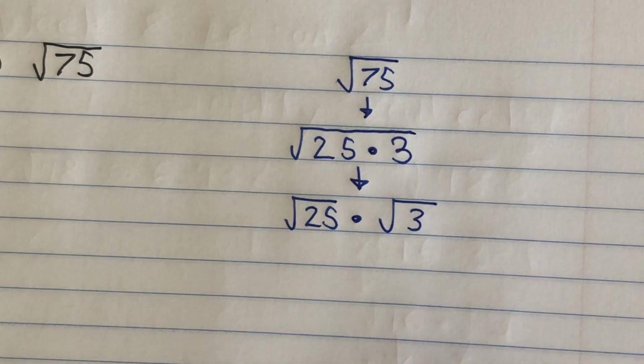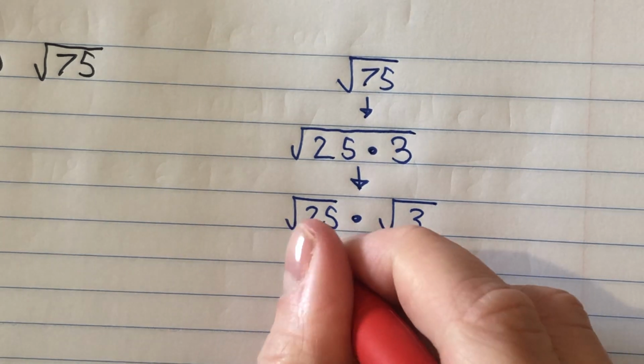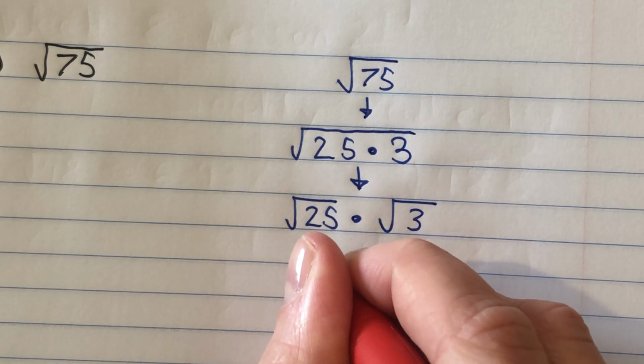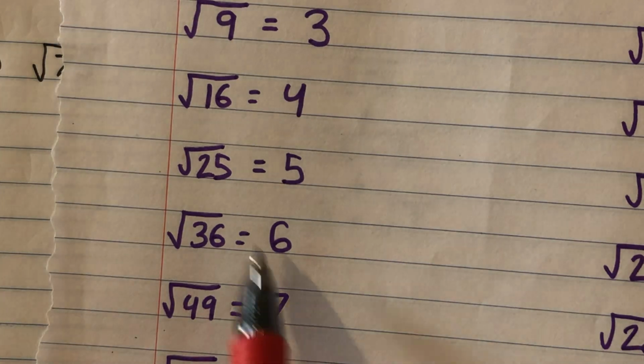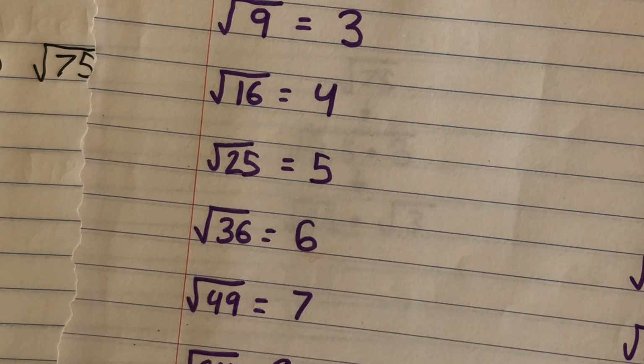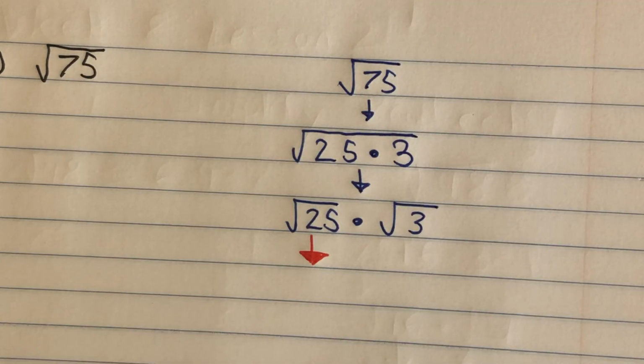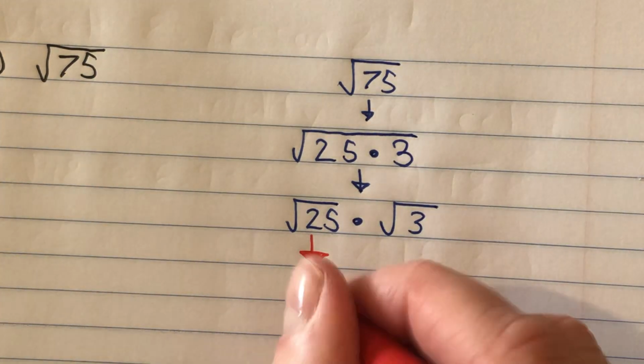The reason we write it this way is because I now have exactly what I'm looking for, which is a perfect square. The square root of 25 is a perfect square. It comes out to a whole number. If we remember from our list, the square root of 25 is 5. Because it is a whole number, we can now take it outside of the radical.